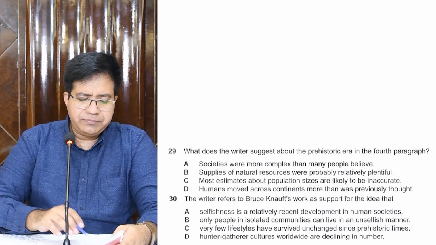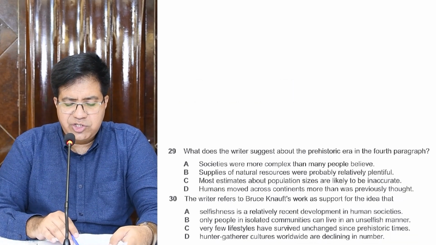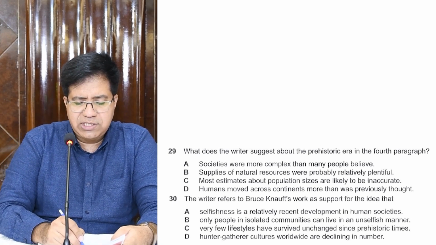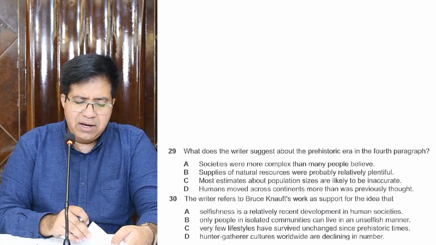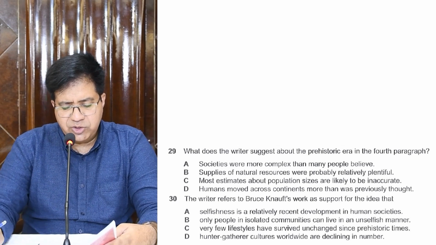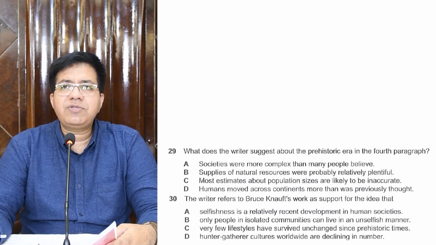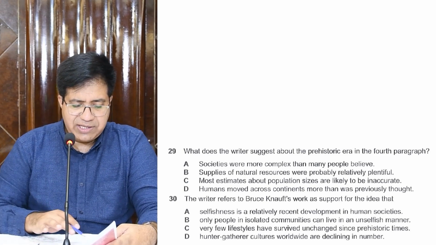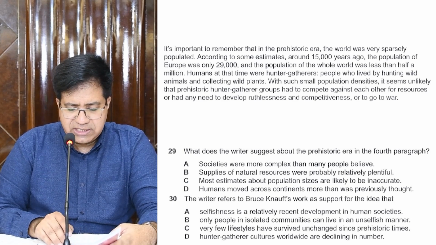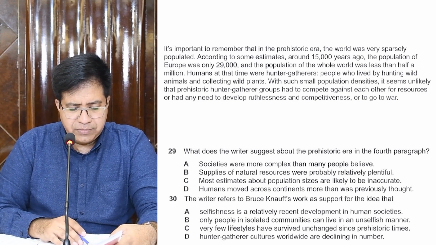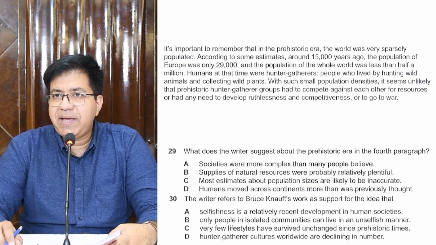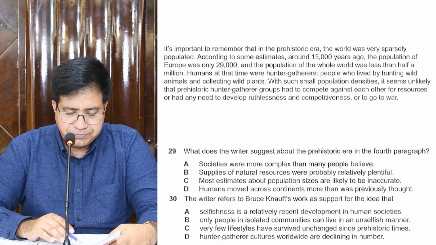Question number 29. What does the writer suggest about the prehistoric era in the fourth paragraph? So, suggest, prehistoric era, and fourth paragraph. 1, 2, 3, 4. Can you see the word prehistoric era? Okay, we are going to see the writer's suggestion. What does he suggest? Prehistoric era. So, first he discusses 15,000 years ago, 29,000. Please come to the third last line. Second last paragraph, third last line.